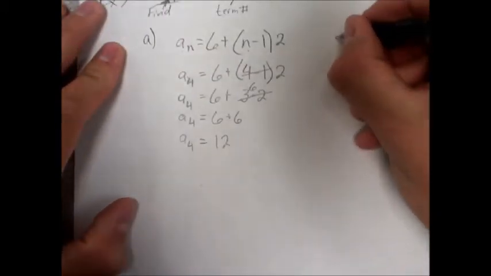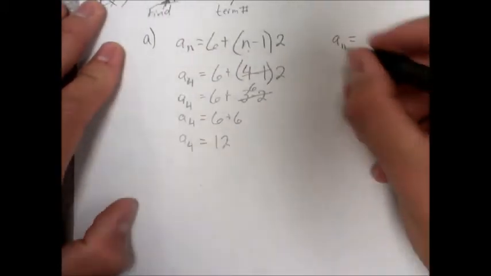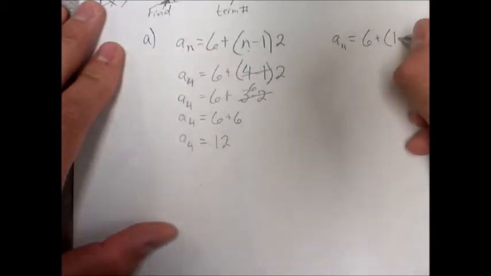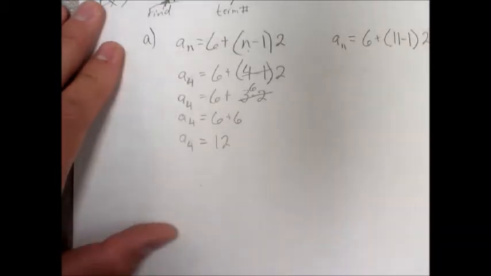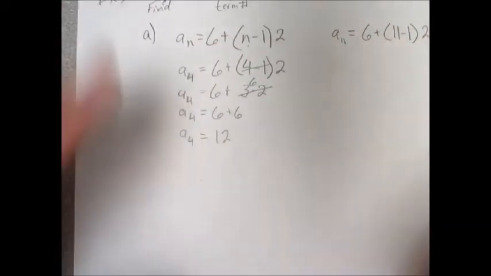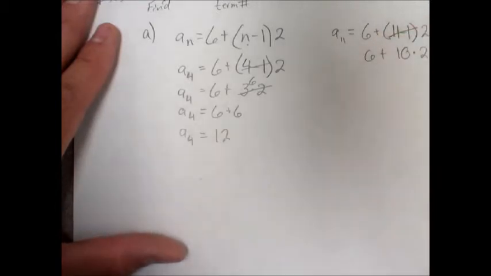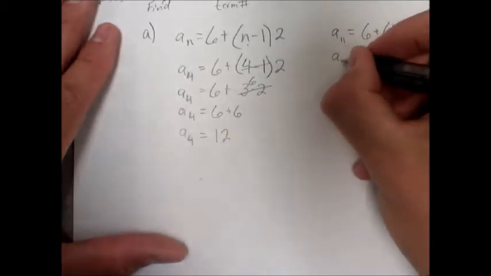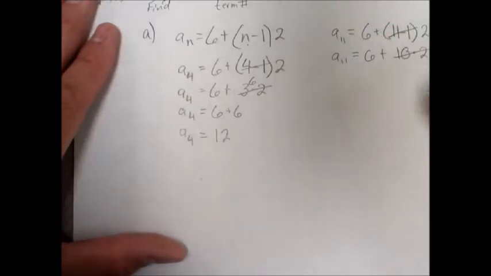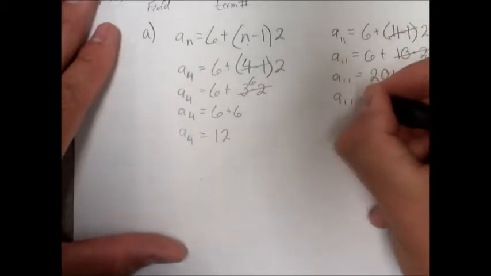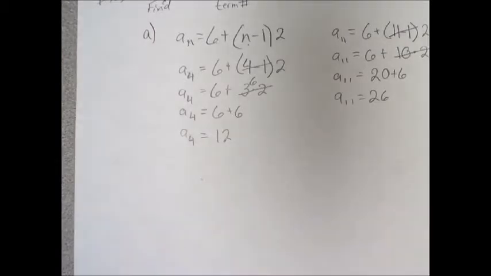So I'm going to find the 11th term, a sub 11, by plugging into the same formula that I did before. So it was 11 minus 1 this time. Close, and then multiply that by 2. So we start to follow down. 11 minus 1 is 10. Good, and now we're left with 6 plus 10 times 2, so it'd be 20. And then we have 20 plus 6, which is 26. Good. So the 11th term equals 26. Questions?